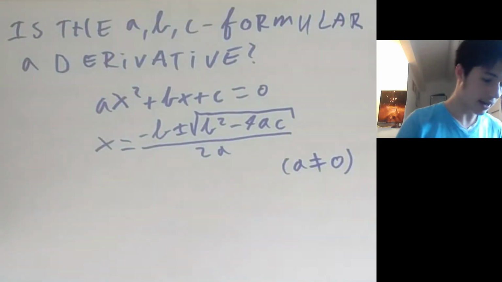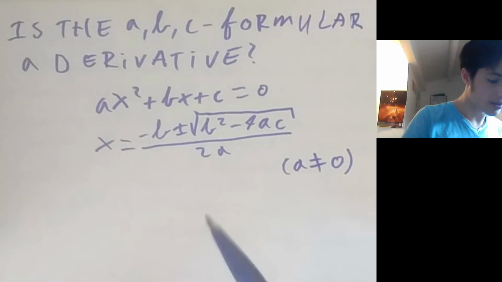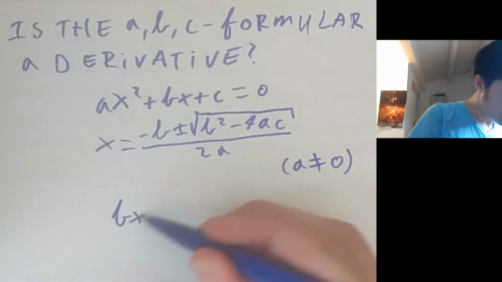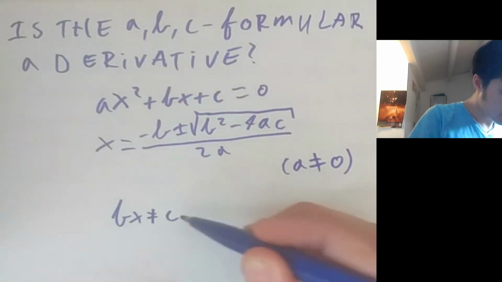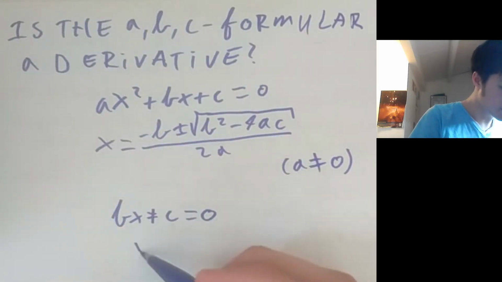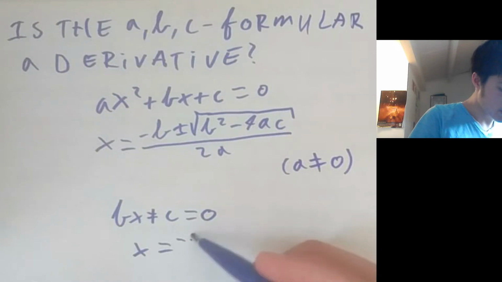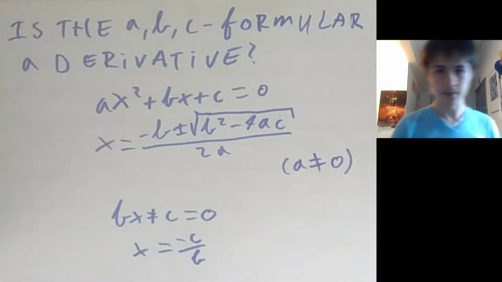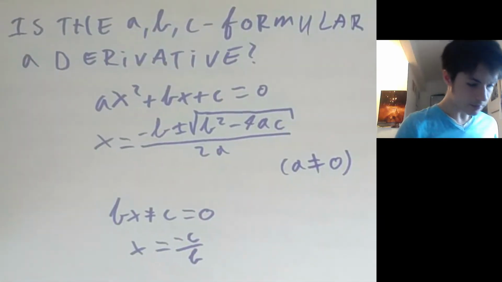But let's make a equal to 0 and then solve for x. So if bx plus c is equal to 0, then moving the c to the other side and dividing by b yields x is equal to negative c all divided by b. So keep those two in mind.